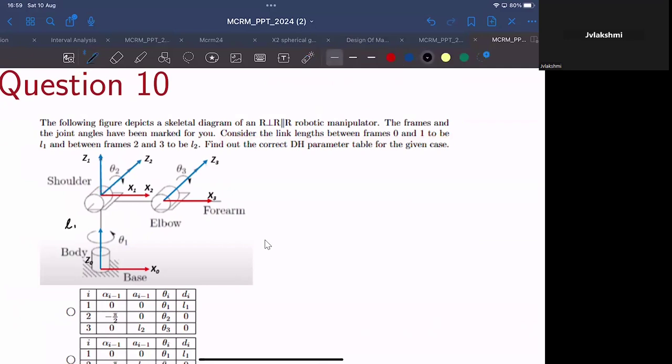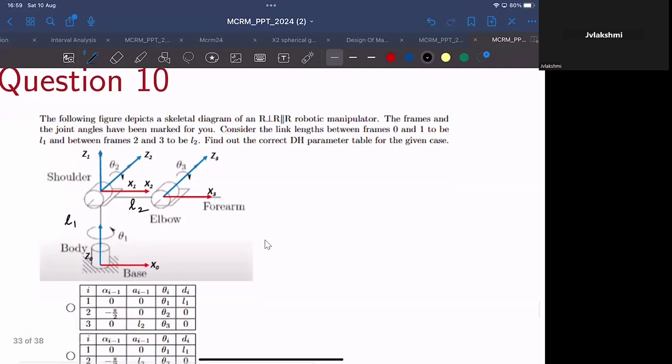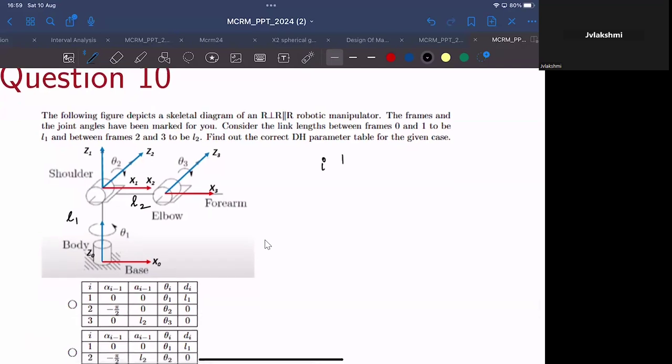So this should be L1, and this, between frame 2 and 3, will be L2. Find out the correct DH parameter table for the given case. You have to find out the DH parameters for this given case. So I'll label the individual parameters: alpha i minus 1, then a i minus 1, theta i, and d i.